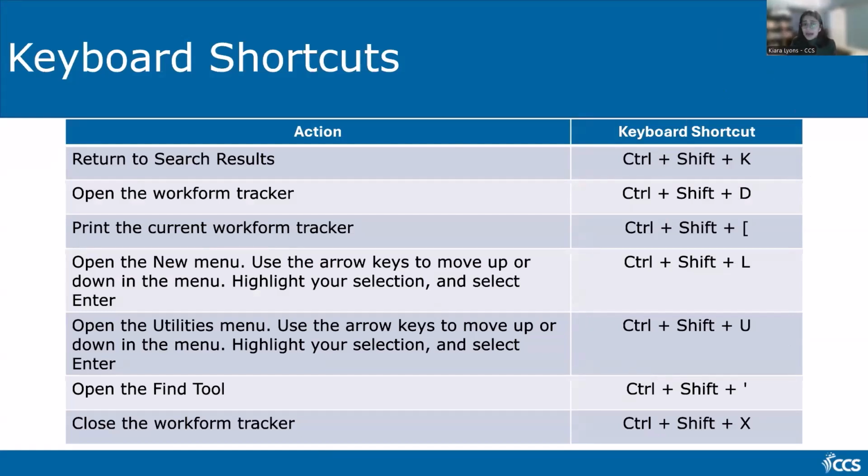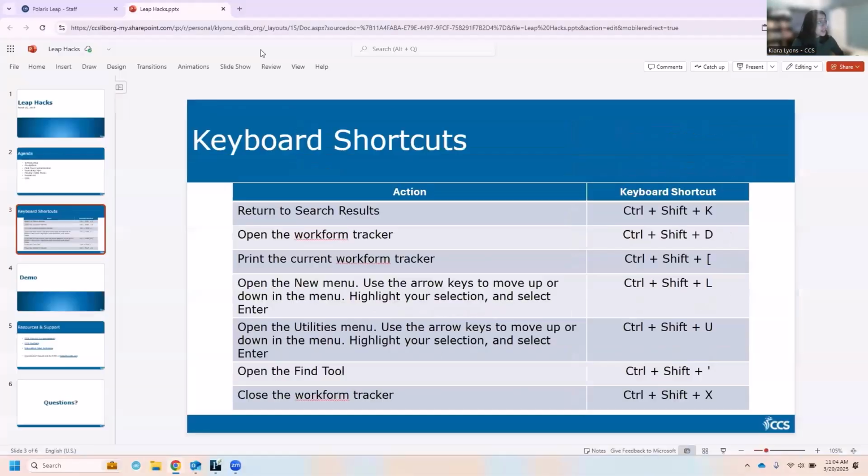So we now have an action to return to the search results, an action to open the workform tracker, an action to print, an action to open the new menu, as well as an action to open the utilities menu, an action to open the Find tool, and then an action to close the workform tracker. Like I said, listed here are the shortcuts that were added in this last update, but I also wanted to show you where the list of all available shortcuts live.